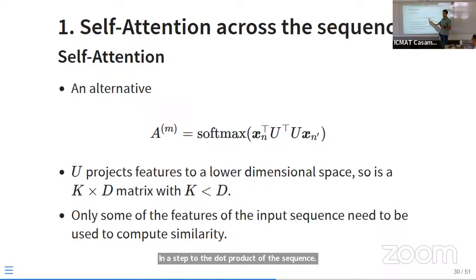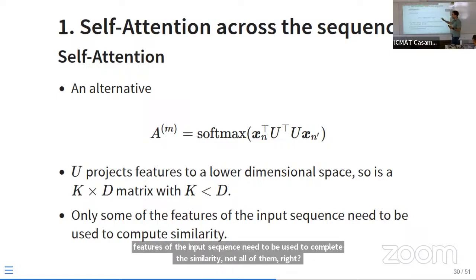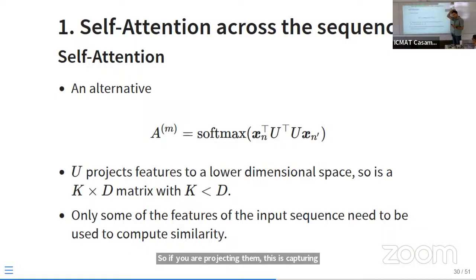first projects the sequence vector, the token vector, into a lower dimensional space through a matrix U, and then performs the dot product in this lower dimensional space. Okay, so U projects features to a space K, so the U matrices are K times D. And the intuition that they give you is that only some of the features of the input sequence need to be used to compute the similarity, not all of them, right? So if you are projecting them, this is capturing somehow a summary of the relevant features, and the similarity is computed between those two.